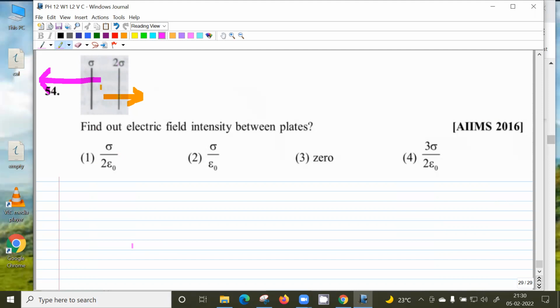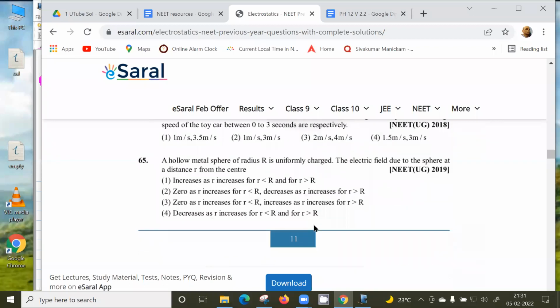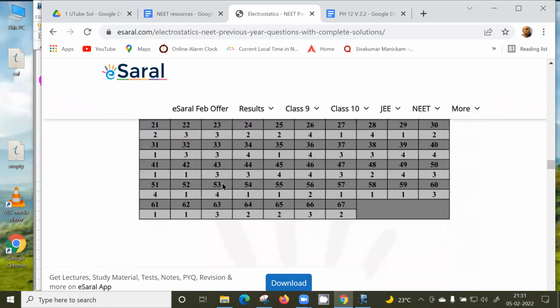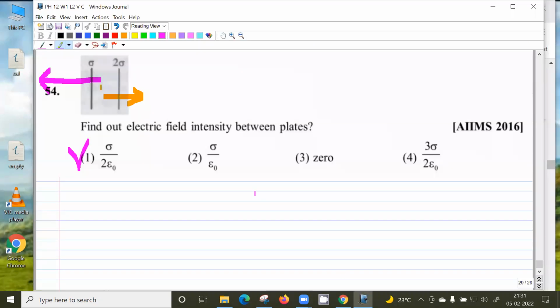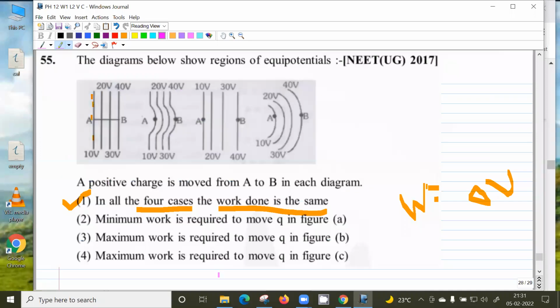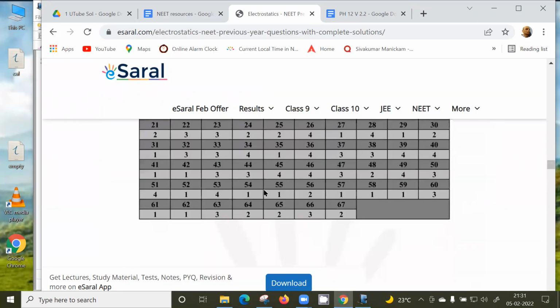We have to subtract them, because the directions are opposite. The result is sigma by 2 epsilon naught. So 54 is 1. And the other one we saw here, 55 is also 1. 53 is also 1.